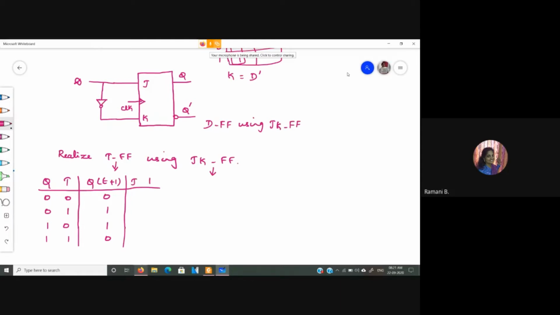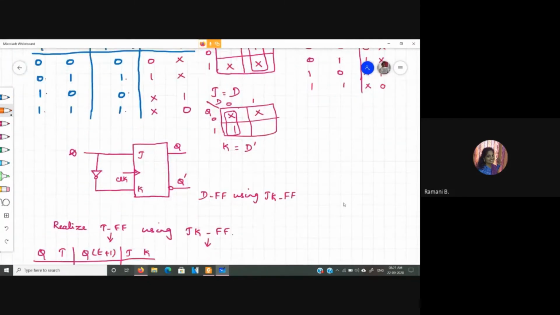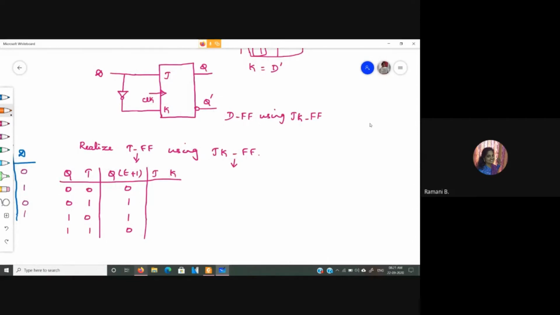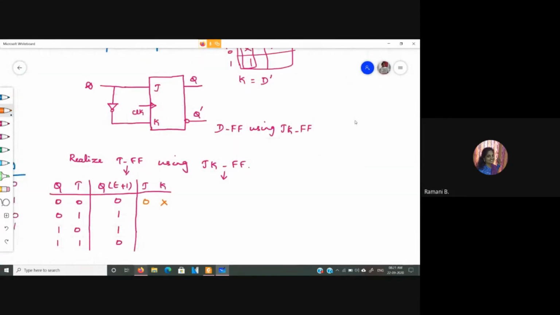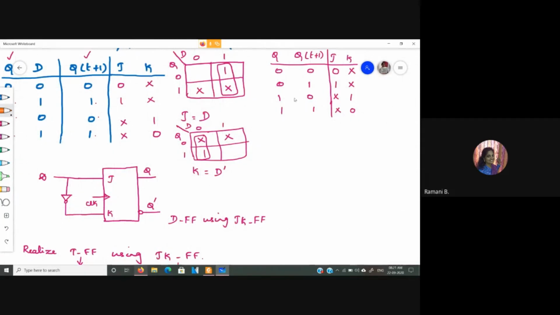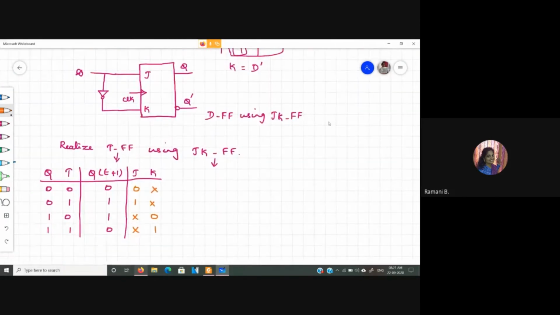Now we have to write the excitation table of the JK flip-flop. So here, we just saw the table: for 0, 0, the J and K values are 0, don't care. For 0, 1, it is 1, don't care. For 1, 1, it is don't care and 0. And for 1, 0, it is don't care and 1, right?